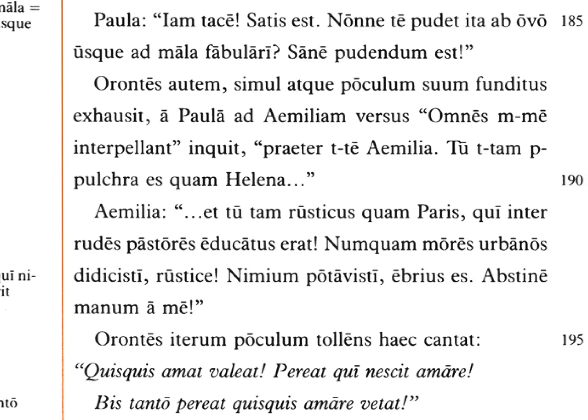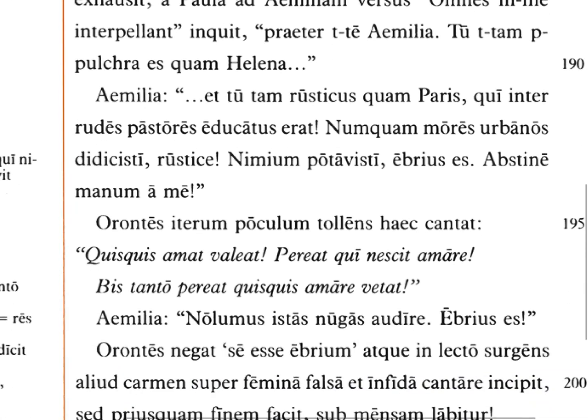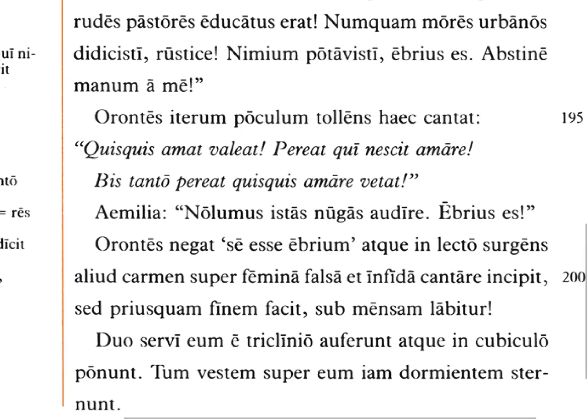And then Aemilia says, et tu tam rusticus quam Paris. And you are as countrified as Paris. Qui inter rudes pastores educatus erat. Who had been raised among rude, or in other words, uncivilized shepherds. Numquam mores urbanos didicisti rustice. You never learned city manners, city morals, you rustic. Nimium potavisti. You drank too much. Ebrius es. You're drunk. Abstine manum a me. Keep your hand away from me.